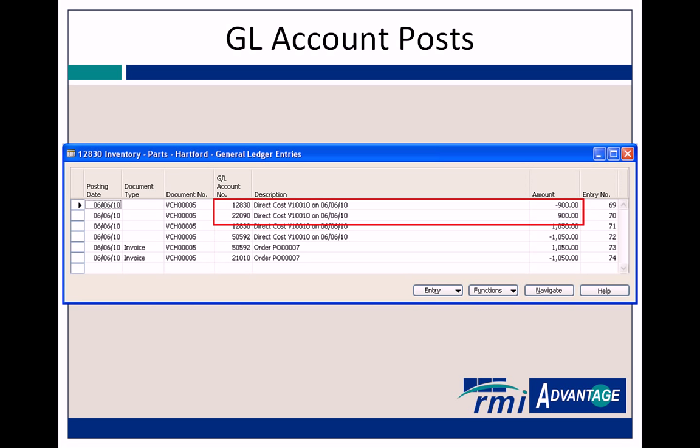We'll take a moment to go over each of the entries. If you remember when we posted our receipt, we had hit our inventory interim account for $900. That was our debit. And our credit was to our accrual account. Well, in this first transaction here, once the actual vendor invoice has been posted, the system backed the $900 of expected cost out of those temporary accrual accounts that we had set up.